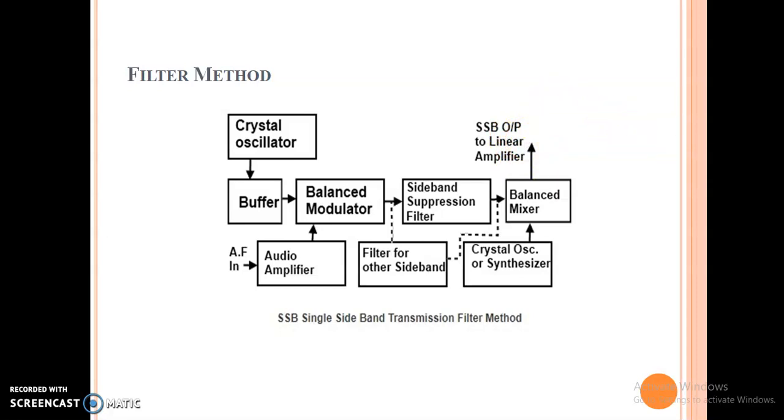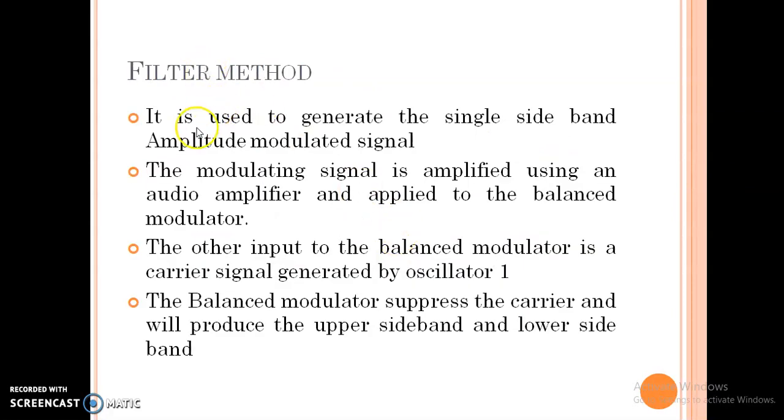Okay, now we will discuss this circuit diagram in detail. First one, the filter method is used to generate the single sideband amplitude modulated signal. Means we have to suppress the carrier and we have to suppress the one sideband, and we will generate only the single sideband signal in the amplitude modulated signal. The modulating signal is amplified using an audio amplifier and applied to the balanced modulator. This is the first point.